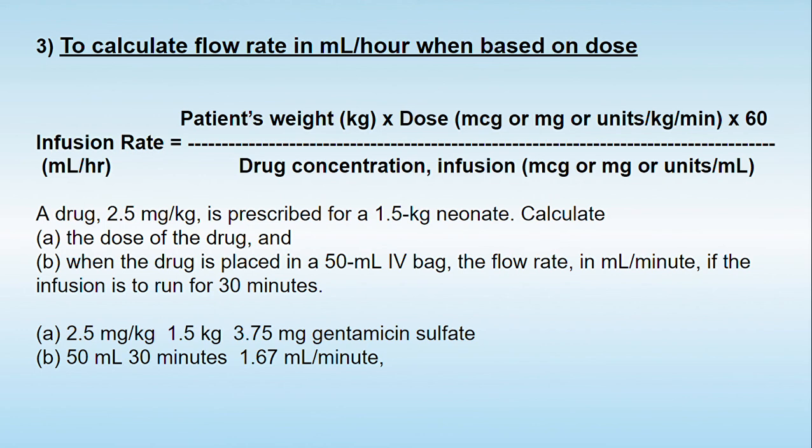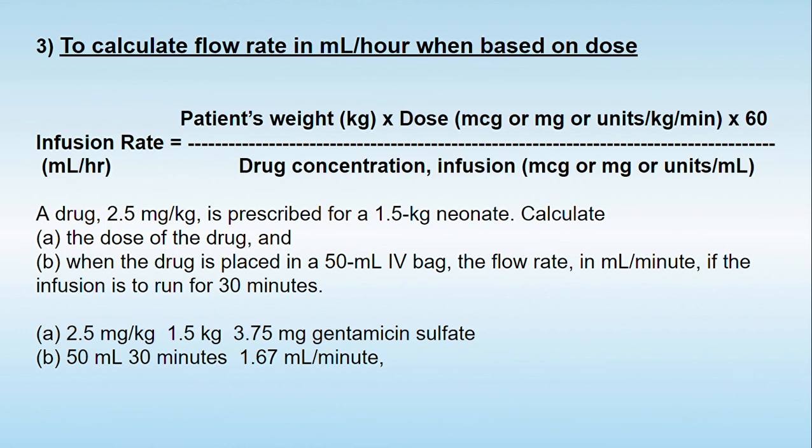Here the 2.5 milligram per kilogram is indicating the dose. It means that for 1 kilogram we require 2.5 milligram. So here the neonate is having the weight of 1.5 kg. So naturally it requires 2.5 times 1.5, so it is equal to 3.75 milligram.